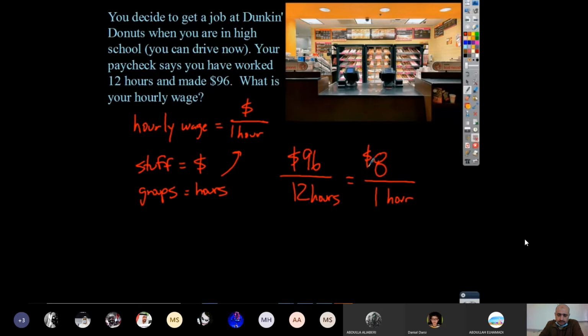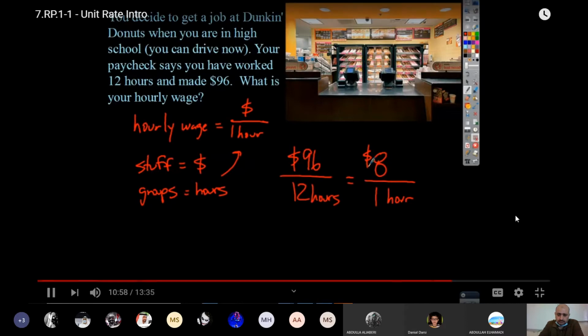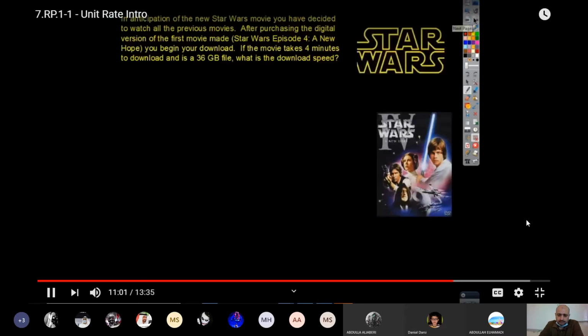And maybe an added question here is to figure out that car that I put up there earlier. How many hours would you need to work at $8 an hour in order to afford that car? I bet it's a lot. Okay, moving on. Let's try one more here, okay?